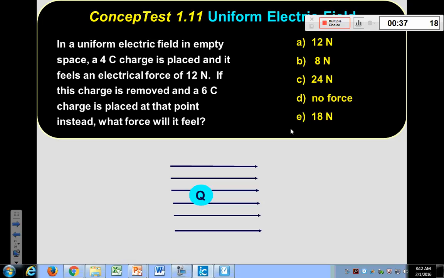Y'all doing awesome. All right, I'll stop at 55, 55. Ask your neighbor if you like. Most of you have the right answer.